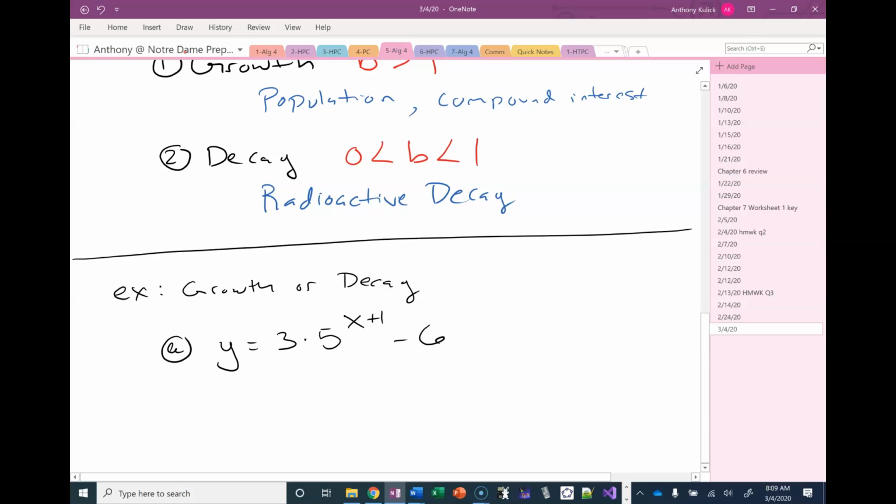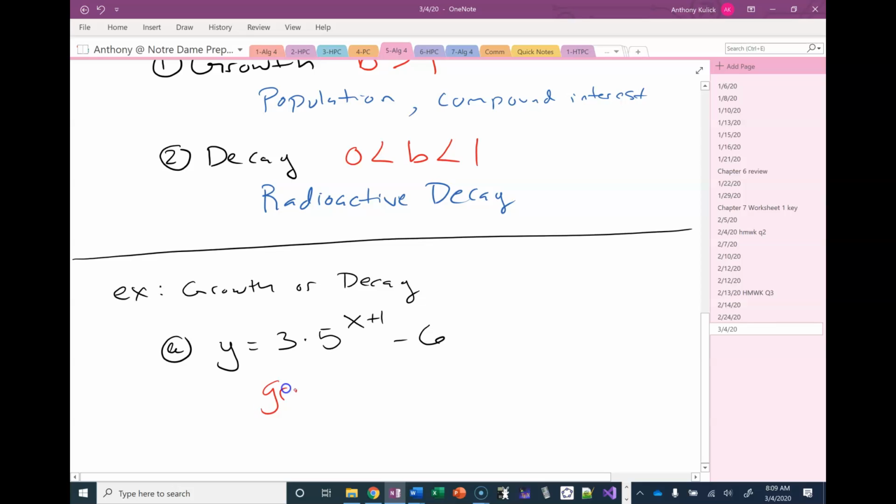So let's just do a couple of examples to make sure that we're okay with determining whether an exponential function is growth or decay. So I'll just write down a couple of exponential functions and we'll decide whether it's growth or decay and make sure we explain why so everybody's on the same page. So if we look at y equals 3 times 5 to the x plus 1 minus 6, is this growth or decay?